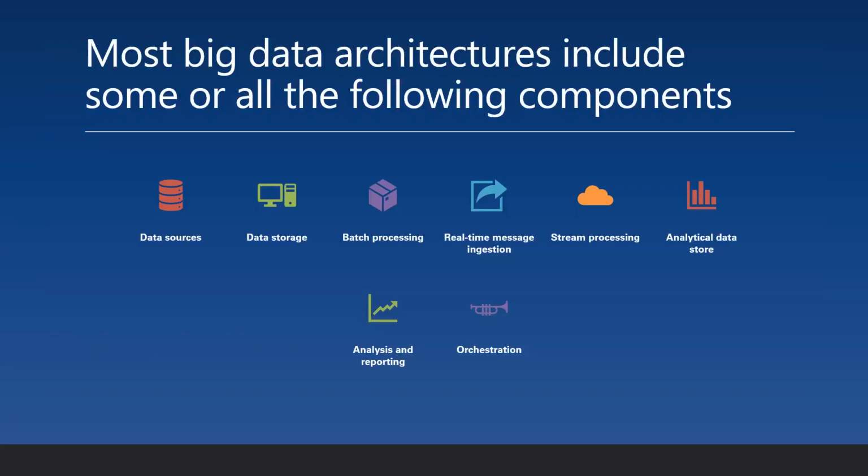Next one, batch processing. Because the data sets are so large, often a big data solution must process data files using long-running batch jobs to filter, aggregate, and otherwise prepare the data for analysis. Usually these jobs involve reading source files, processing them, and writing the output to new files. We have a lot of options available to filter, aggregate, and prepare the data for analysis.